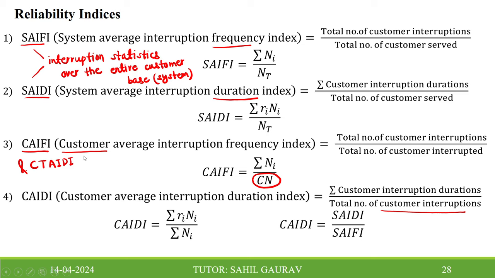Now we have CAIFI, the customer average interruption frequency index, the ratio of the total number of customer interruptions upon the total number of customers interrupted. So CAIFI is sigma Ni upon CN. Then CAIDI, the customer average interruption duration index, is the ratio of customer interruption duration upon the total number of customer interruptions. So CAIDI is sigma RiNi upon sigma Ni, and this CAIDI is the ratio of SAIDI and SAIFI, you can say.